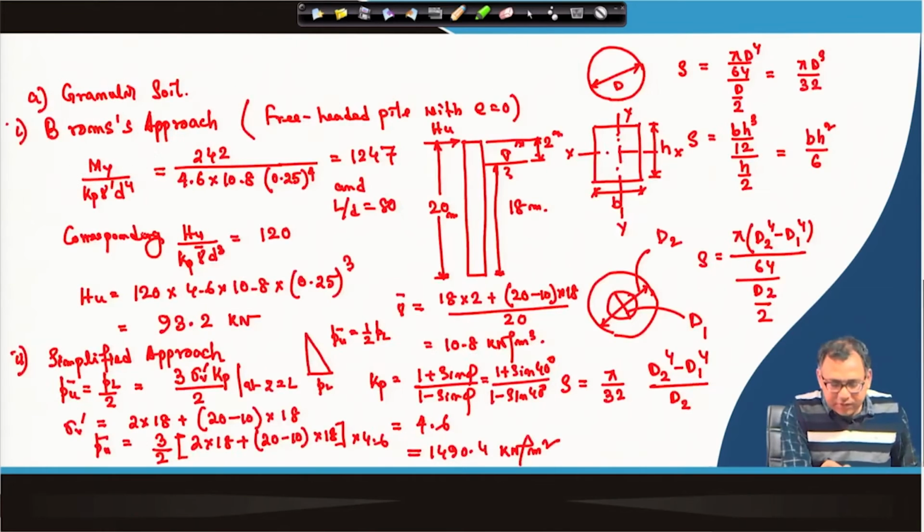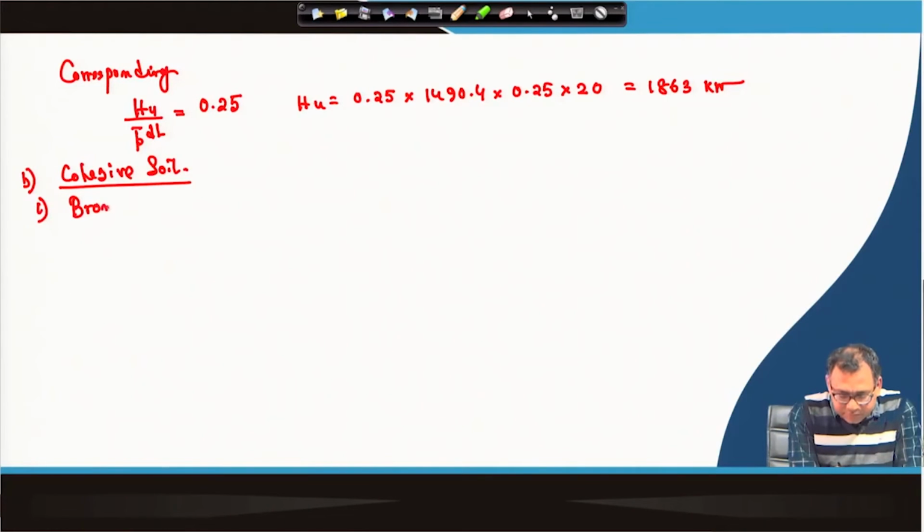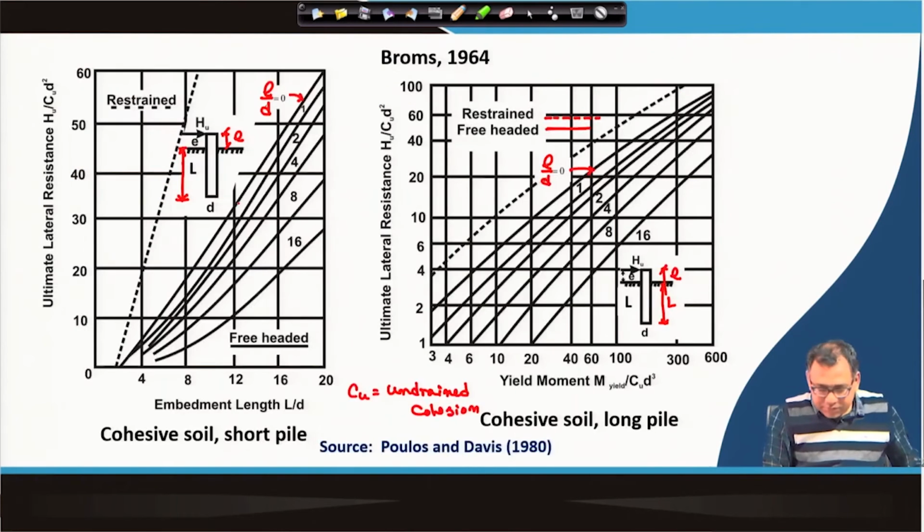Okay. Now we will go for the second case, that is for the cohesive soil. The previous one is for the granular soil and this is cohesive soil. By Broms' approach, this is the equation, and it is a long pile. So, we have to calculate MY by Cu d cube.